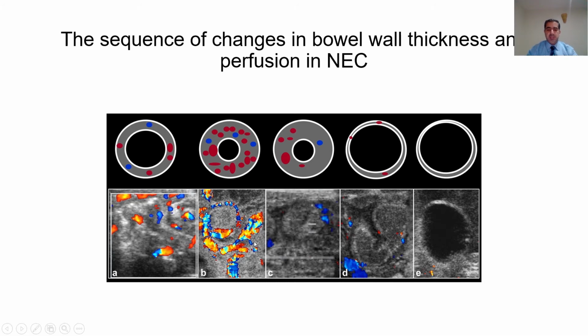Now, this is a schematic presentation in addition to Doppler findings, going from the normal to the abnormal pattern of NEC, or in other words, the sequence of changes in bowel wall thickness and perfusion in cases of NEC. So we're talking about both thickness and perfusion. In the first one, you can see how normal looks. This is a schematic presentation of what it looks like in reality. You can see here how the bowel wall looks and the vascularity.